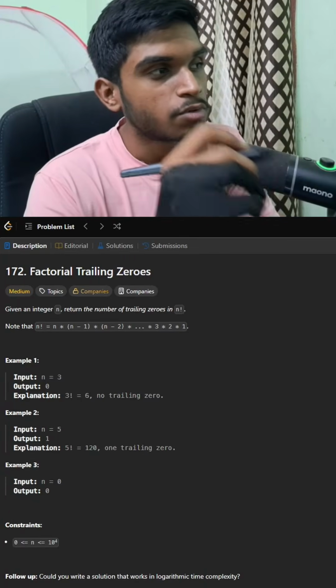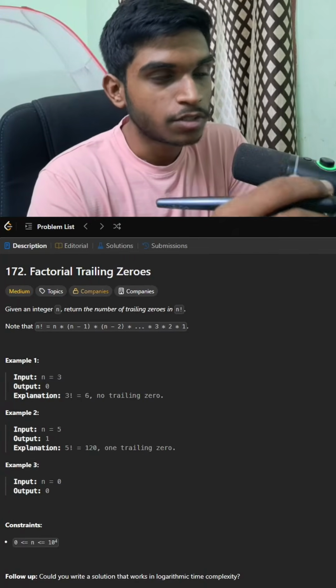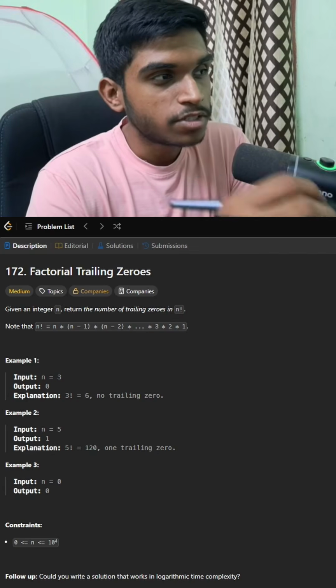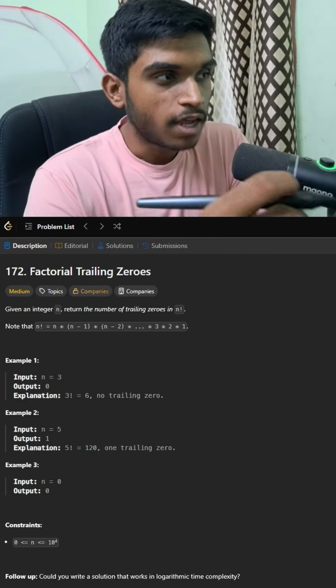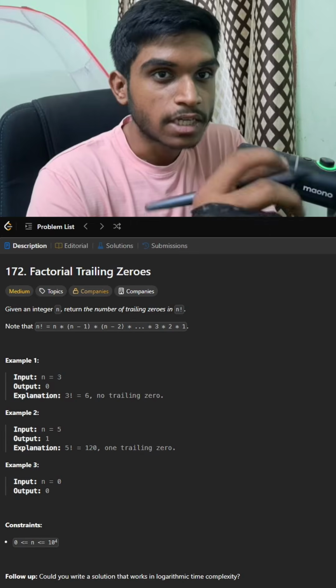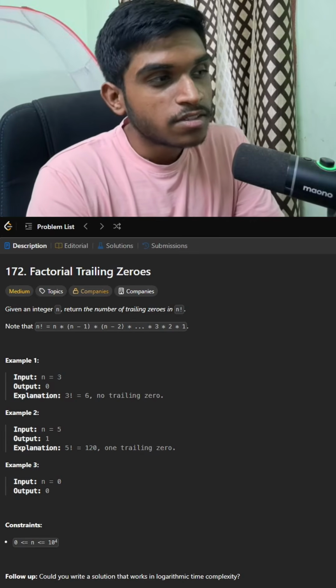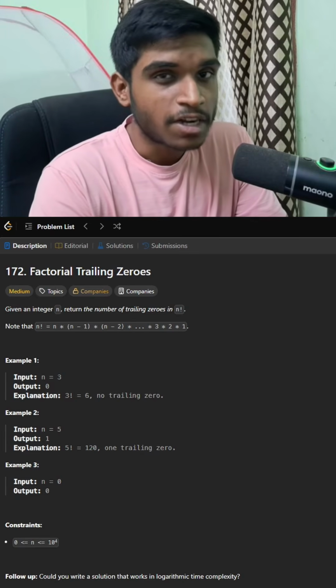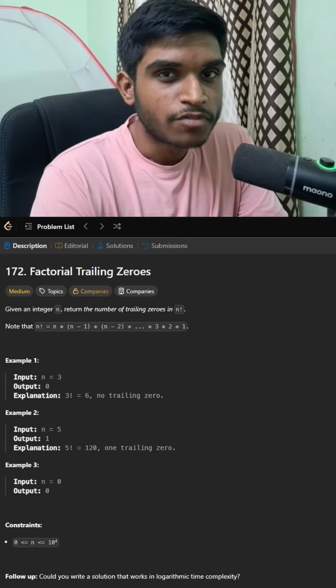So hello guys, today let's solve question number 172, factorial trailing zeros of LeetCode. In this question they are giving us an integer n and we have to return the number of trailing zeros in the factorial of n. So yeah, it's a pretty easy question, right? Find the factorial and find the number of trailing zeros in it.